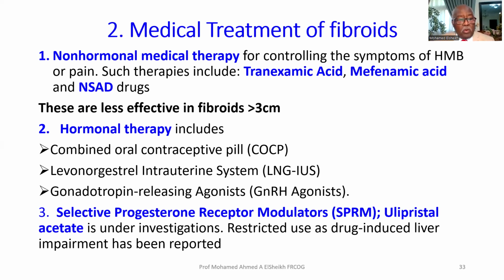So, hormonal, non-hormonal: tranexamic acid, mefenamic acid, non-steroidal anti-inflammatory drugs. Hormonal includes the pill, the Mirena, the gonadotropin agonists. Then the third category is selective progesterone receptor modulators, ulipristal. These are the medical treatments for fibroids.